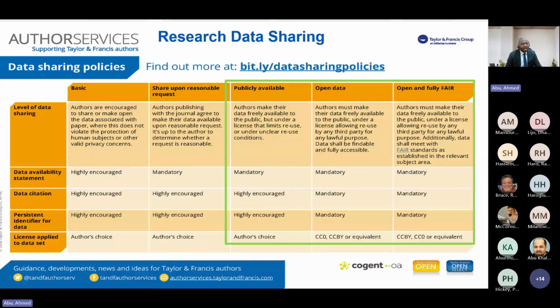Now, this is an example of what a research data sharing policy looks like. This is for a publisher, Taylor and Francis. When you look at it, you see that they look at what you can do in terms of data availability, data citation, and level of data sharing. So we, as the library, can assist you in case you need our advice, expert advice, on how you intend to share or preserve your data, and which repository you want to preserve the data in. We can actually assist you in that.